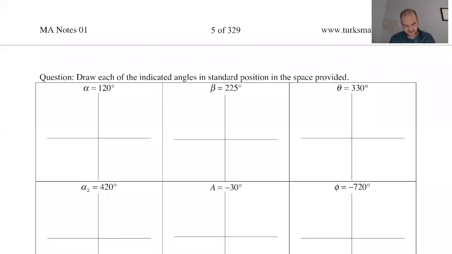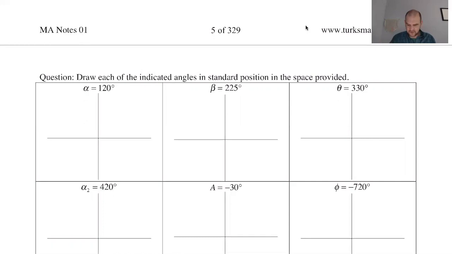All right, this is page 6 of notes 1 of math analysis, and we are talking about trig in the plane. And to talk about trig in the plane, first we're going to need to know about angles in the plane. On the last page, we talked about rotating counterclockwise being positive rotations, rotating clockwise being negative rotations. We talked about some of the names that you'll give angles, and you can see here we have an alpha, a beta, a theta, a phi, a capital A, and then an alpha sub 2 because it's the second alpha, I guess.